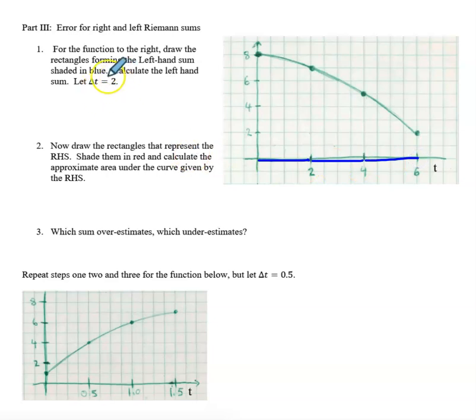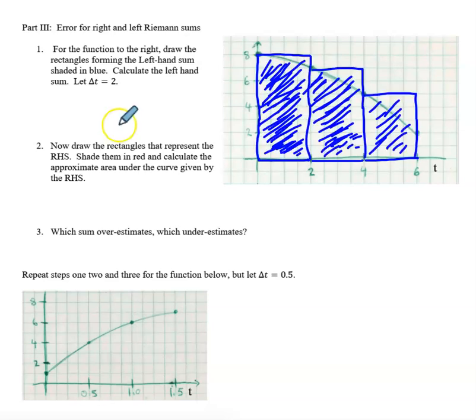So your job is to interpret that delta t equals 2 on an interval from 0 to 6 means that I need 3 rectangles. So I'm going to hit pause and draw in my rectangles, and I'd like you to do the same. Okay, I've got my 3 rectangles drawn in, and now I want to come up with the area that they represent. So I have a base of 2 and a height of 8 for the first rectangle.